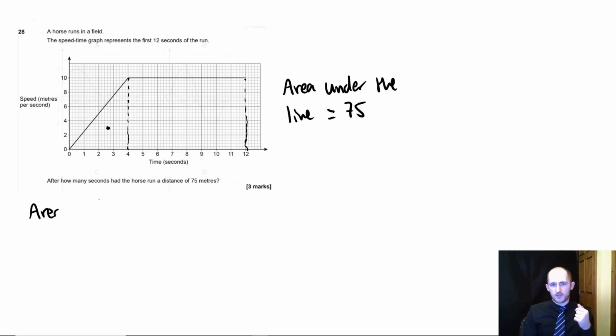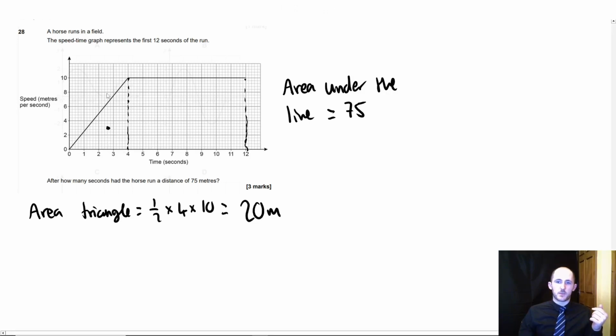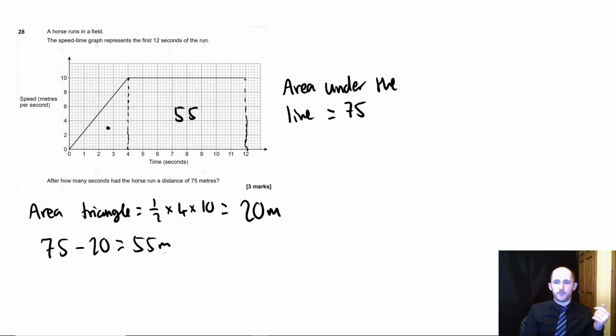The area of the triangle, half base times height, so a half times 4 times 10. So that would be half times 4 is 2, 2 times 10 is 20 meters, right? So these first 4 seconds is 20 meters. So now I'm just looking at this big rectangle here. So what's the distance I have left? Well, I have 75 meters minus 20 meters, which is 55 meters. So this area has to equal 55. Okay, so bear that in mind.